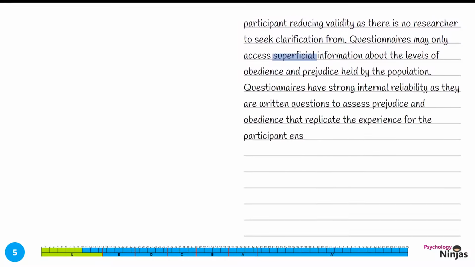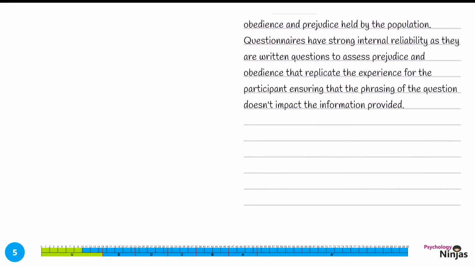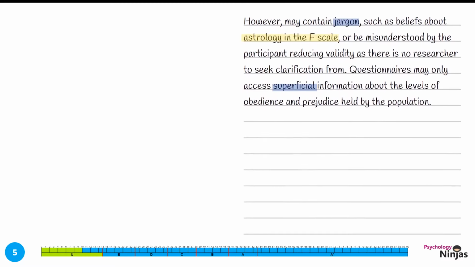Questionnaires have strong internal reliability as written questions to assess prejudice and obedience that replicate the experience for the participants. We're going to complete our essay with some final mini conclusions.